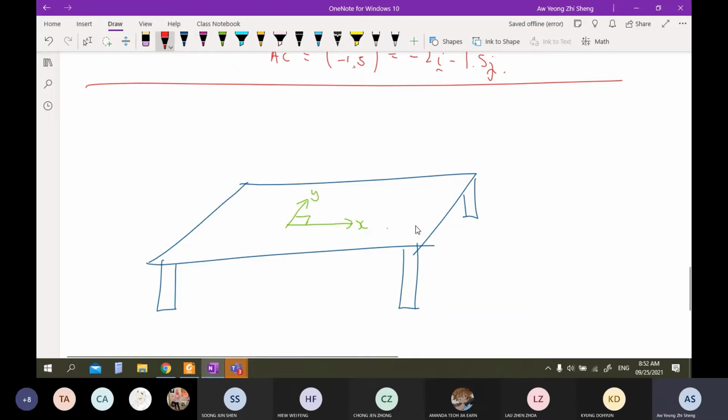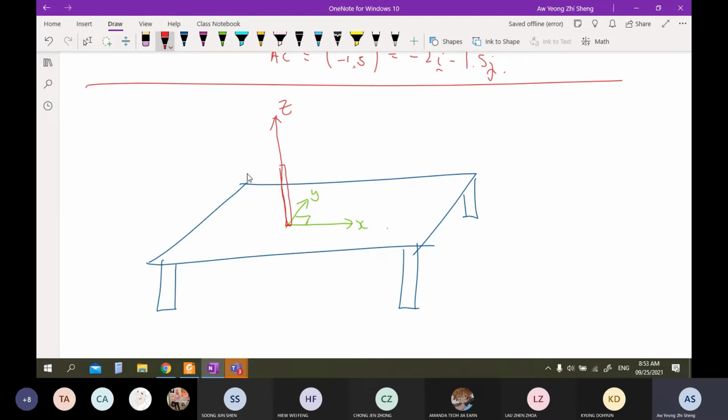Now you also imagine that you have another pencil that you hold vertically, such that it is perpendicular to the table surface. This vertical pencil, you take it as the direction of the z-axis. And so this is how we would visualize a 3D diagram.